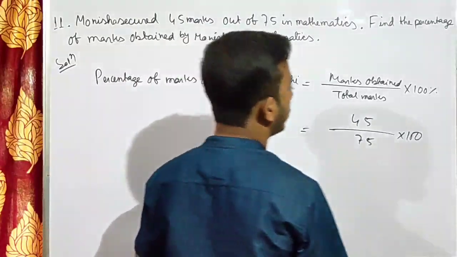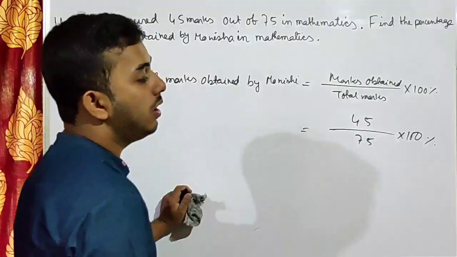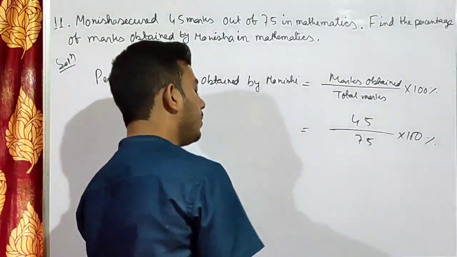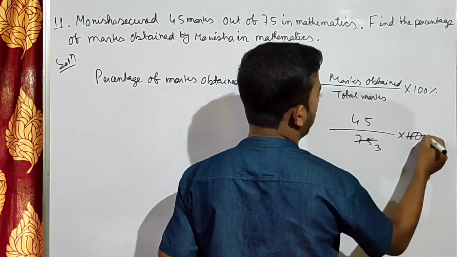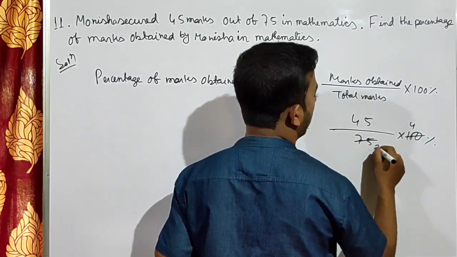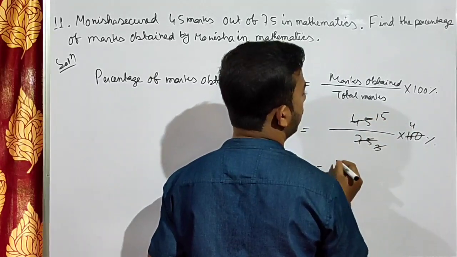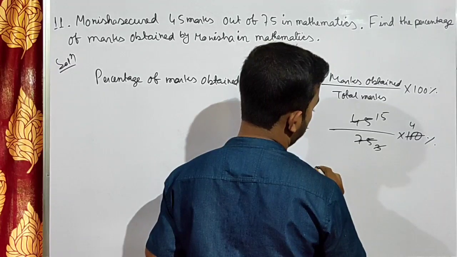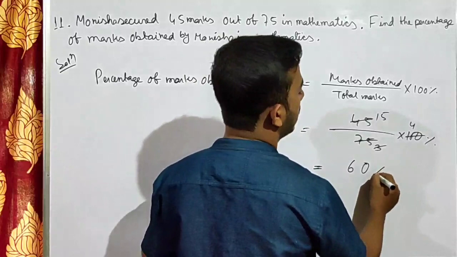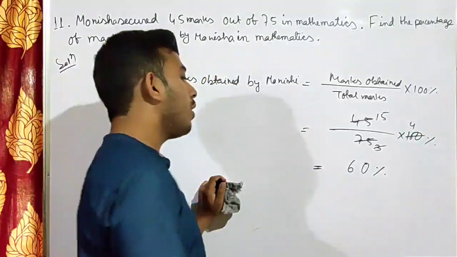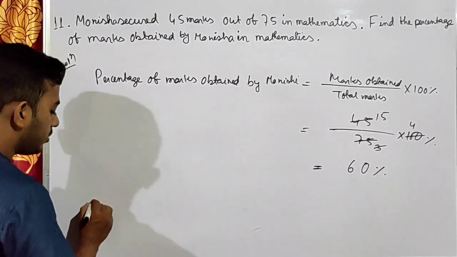Okay. Now look, we can cancel this 75 and this 100, isn't it? So 25 into 3 is how much? 25 into 3, it is 75, isn't it? And 25 into 4 is 100, isn't it? Now 3 into 15 is 45, isn't it? Now 15 into 4 is how much? 15 into 4, it is 60, isn't it? So it will be 60%. So our Didi got how much percent? 60%. Okay.